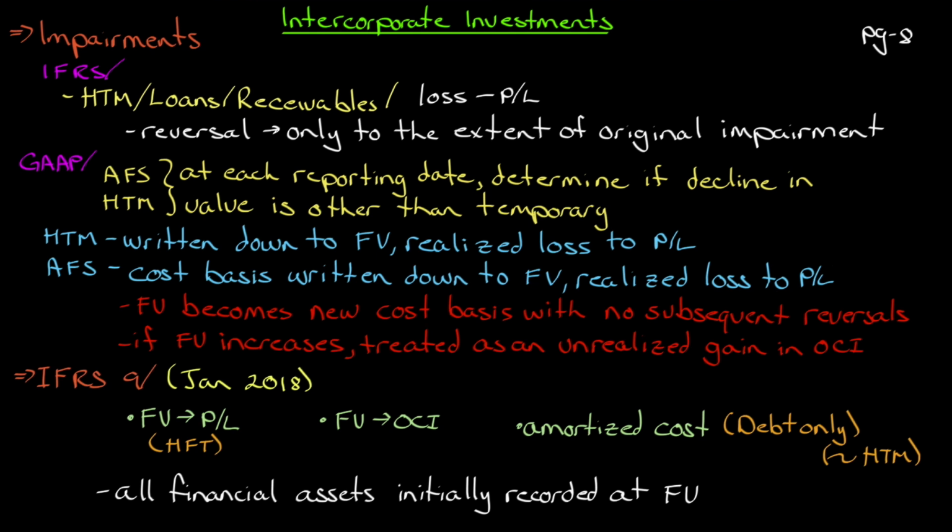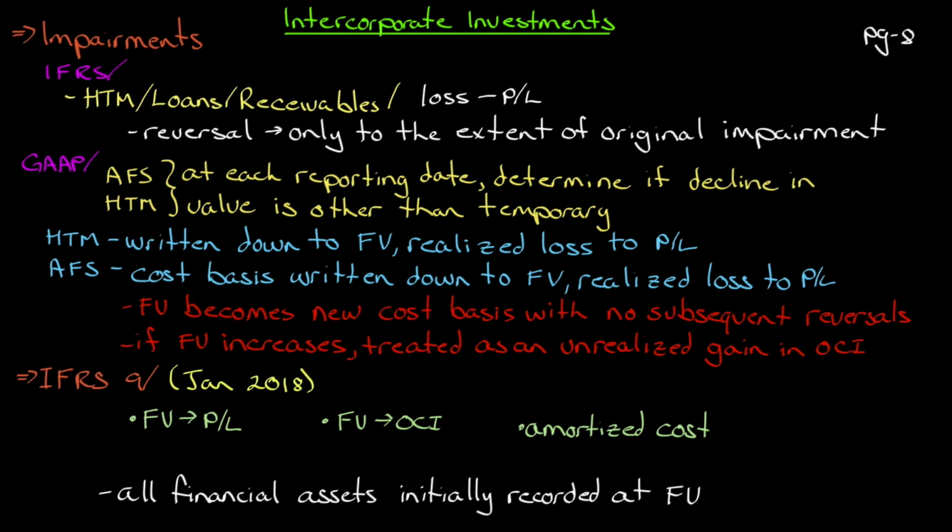So GAAP does not allow reversals, whereas IFRS does allow reversals. If fair value increases, it's treated as an unrealized gain in OCI if it is an available for sale security. So if it's a held to maturity security and we take an impairment, that's it. It stays there. If it's an available for sale security, because it's always listed at fair value, if the value then recovers, we don't do a reversal. We don't go back to the income statement and say, give me that stuff back. We don't do that. The unrealized gain or loss would simply stay in OCI.